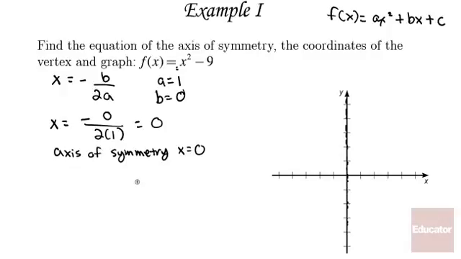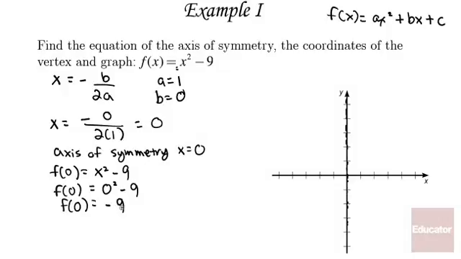The coordinates of the vertex. Well, I have my x coordinate right here is 0. This axis of symmetry is going to intersect this parabola at x equals 0 and then at some y coordinate. In order to find the y coordinate, let's find f of 0. Okay, so f of 0 is negative 9. Okay, so let's make this negative 2, negative 4, negative 6, negative 8, negative 10.